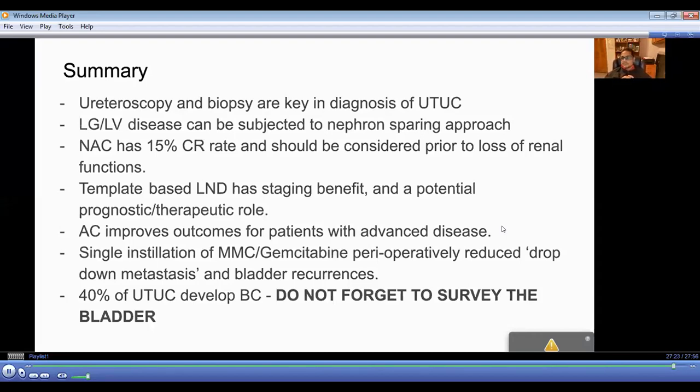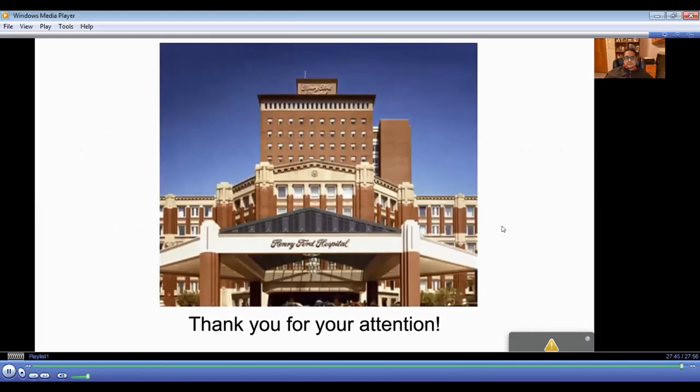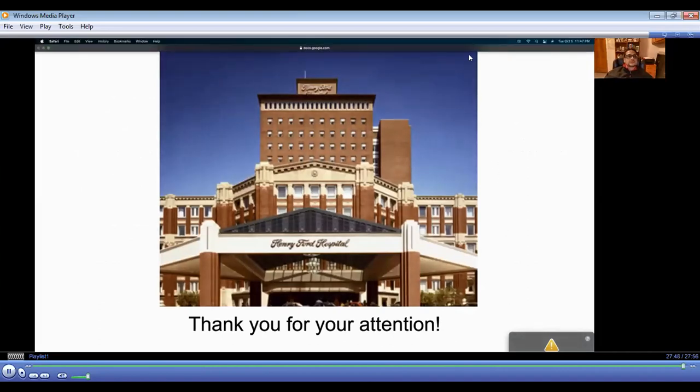A single instillation of mitomycin or gemcitabine should be performed perioperatively to reduce drop metastases and bladder recurrences. Again, remember, 40% of upper tract disease develops bladder cancer. So please do not forget to survey the bladder and keep it under your close check. Thank you very much. And maybe we can switch to questions in a second.